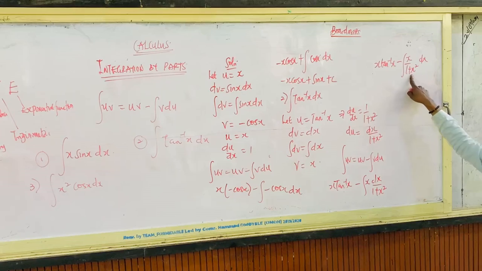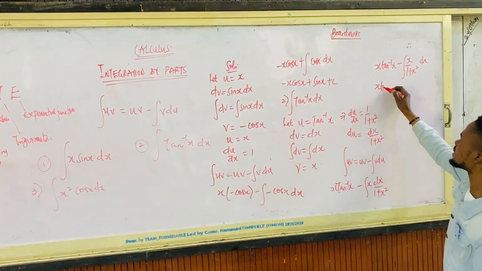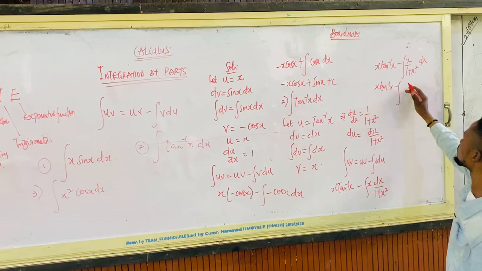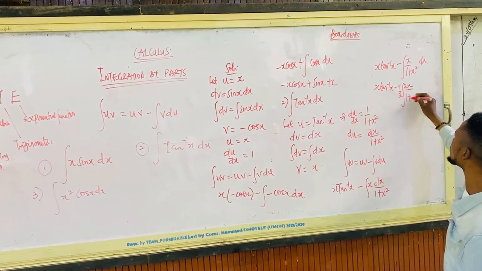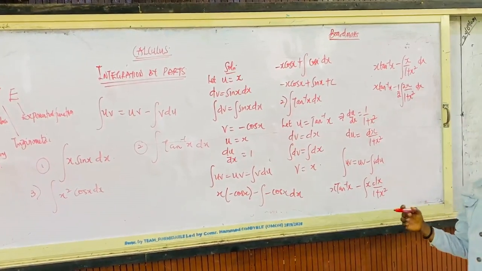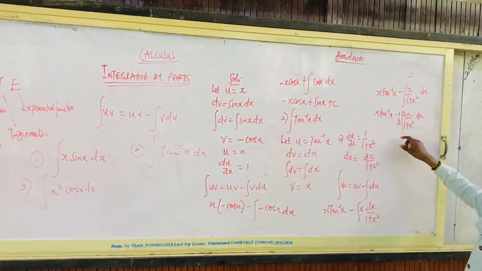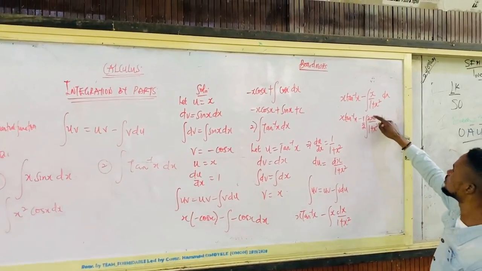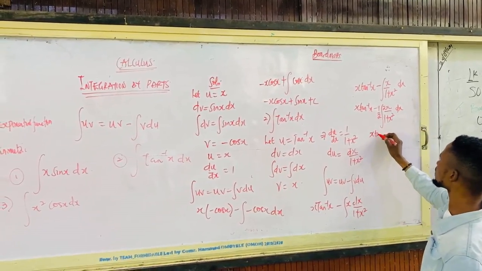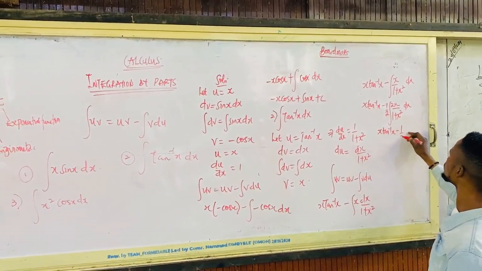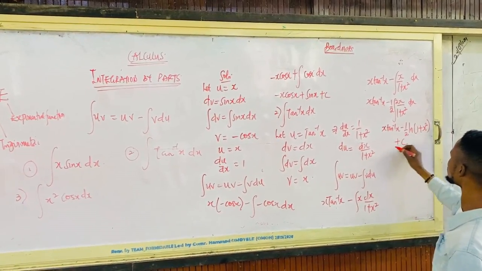Now if you differentiate this 1 plus x squared, you're going to get 2x. That's x arctan x minus 1 over 2, then put 2x all over 1 plus x squared dx. From the law, if you are integrating a fractional function and you notice that the numerator is the derivative of the denominator, just take the natural logarithm. So that's x arctan x minus 1 over 2 ln of 1 plus x squared plus c.